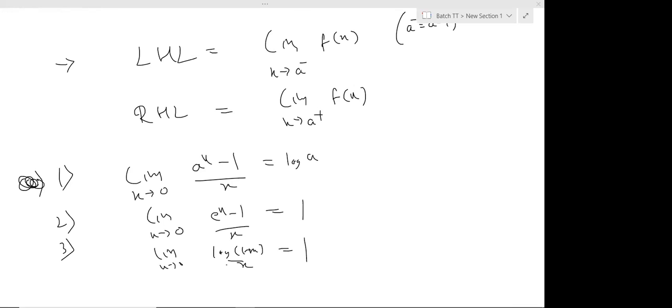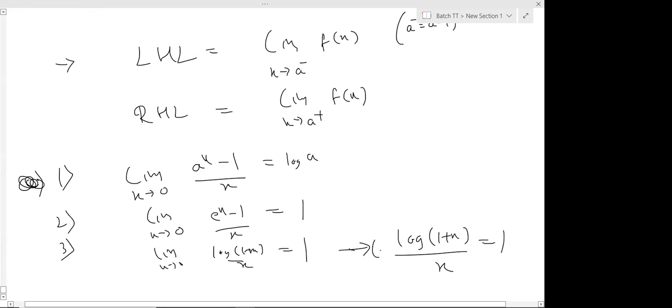So what is the third one? I can't see it properly. This is log 1 plus x divided by x. This is 1. Done, sir.